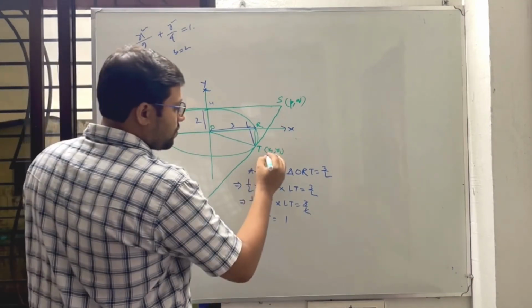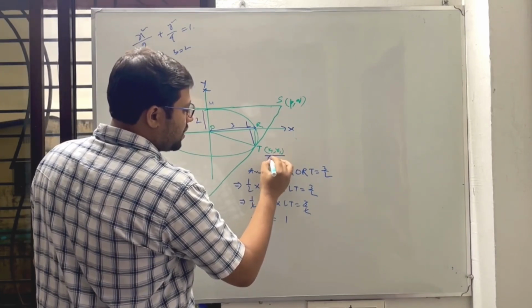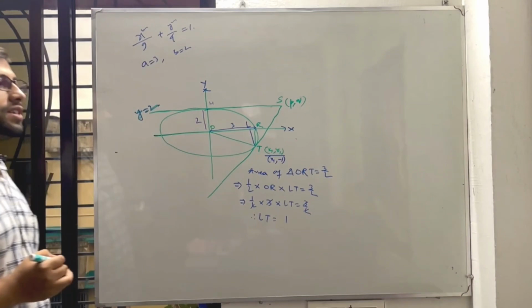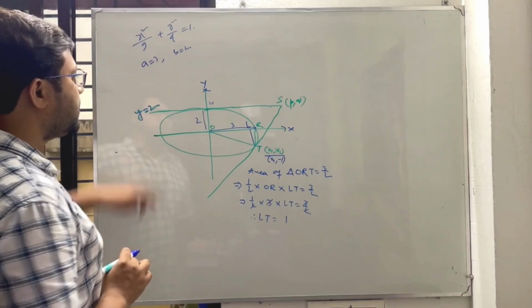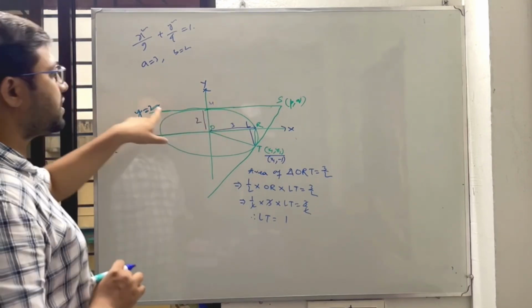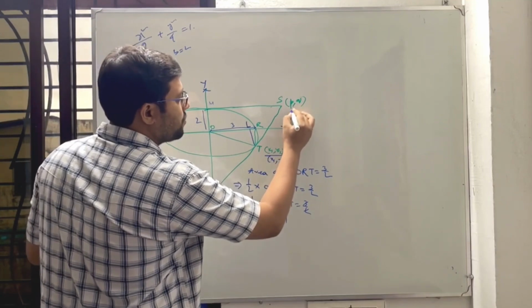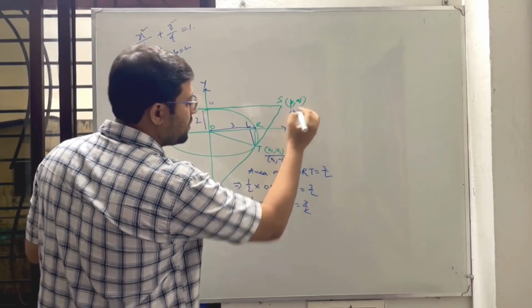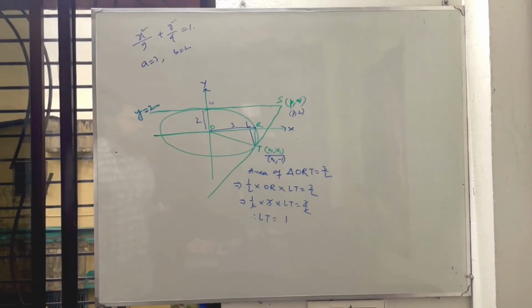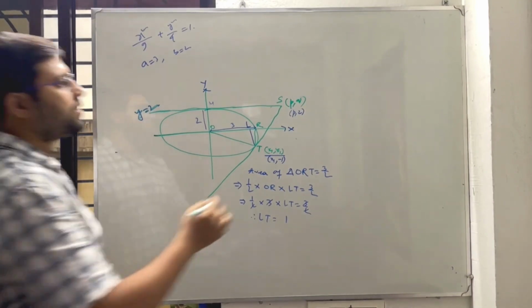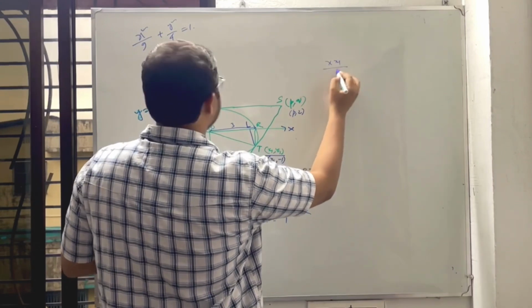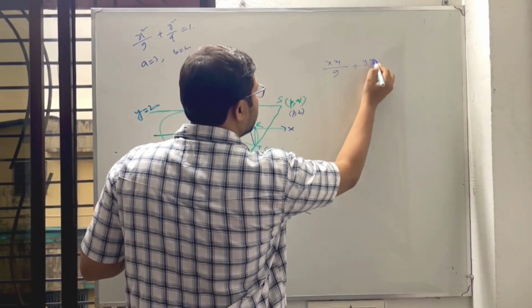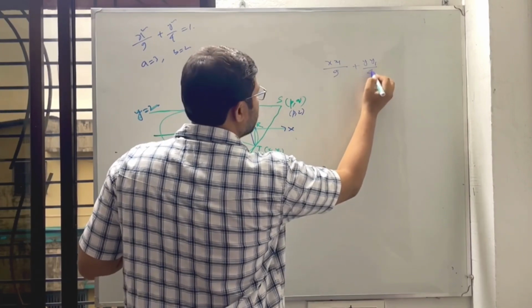Okay, so we still don't know x1, but already we have derived y1, that will be minus 1. And since this line is y is equal to 2, q must be 2. So we still don't know what is p, but q is 2. Now students, what will be the equation of ST? The equation of ST will be, since this is an ellipse, x x1 by 9 plus y y1 by 4 equals to 1.